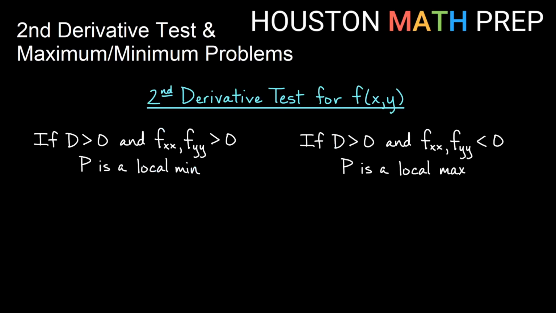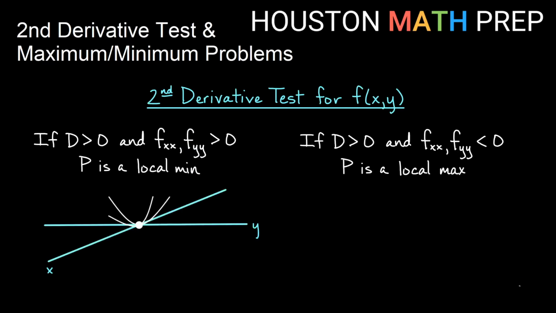Let's look at the difference in these scenarios. If D is positive and our pure second partials are positive, we get a local min. Think about what's happening there. If I'm walking along the x-axis, I'm only changing in the x direction, and fxx will tell us about concavity in the x direction only. So if it's positive, that means at this critical point we are concave up, so we're bending upward as we go through this point in the x direction. The same thing will be true for the y direction. If fyy is positive, then we will be concave up in the y direction as well.